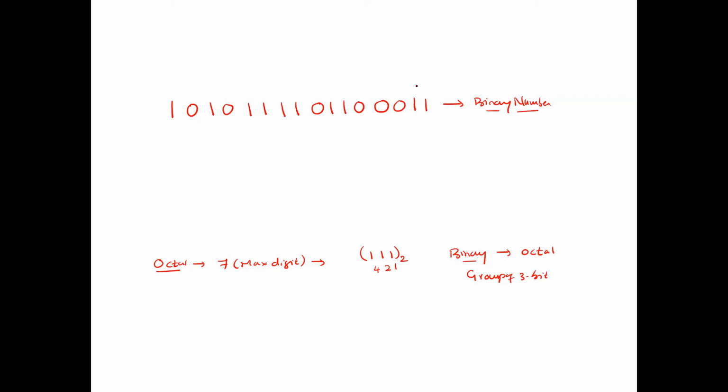Now check. This is a binary number. Always you need to start from the right side and move towards the left side. You should not start from the MSB side, the most significant bit. You need to always start from the least significant bit. Now form a group of 3 bits.